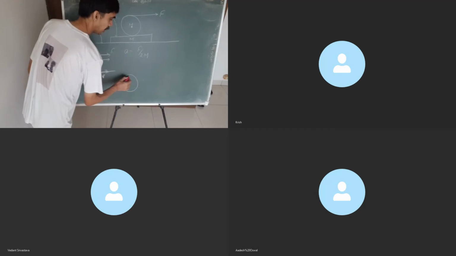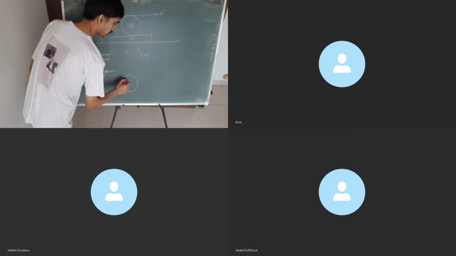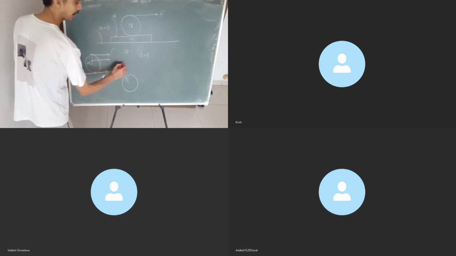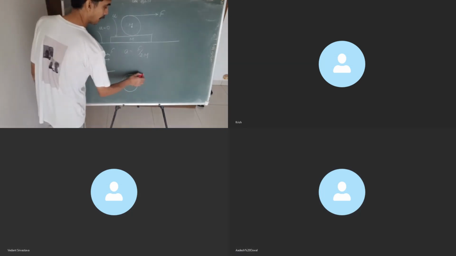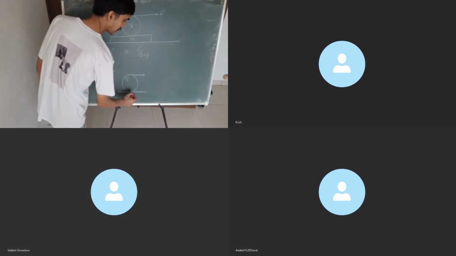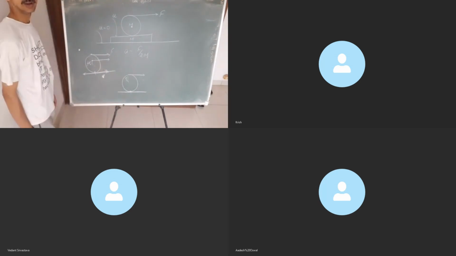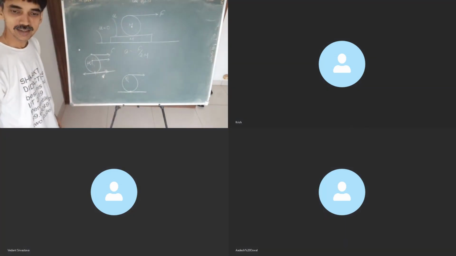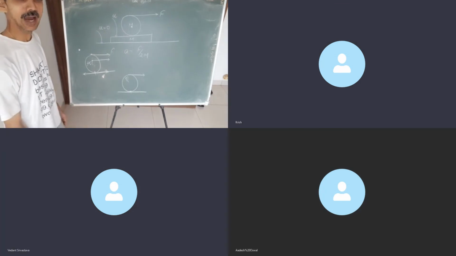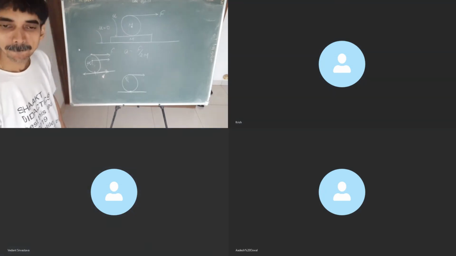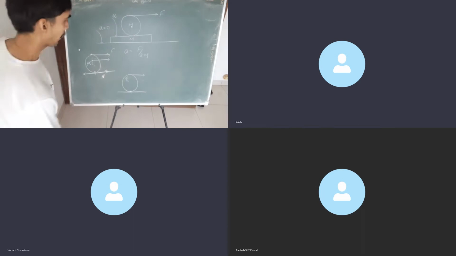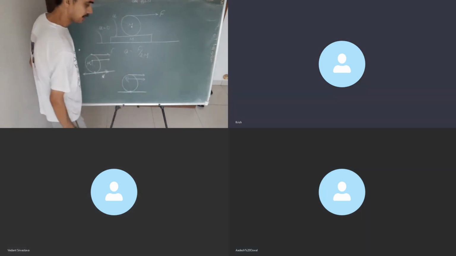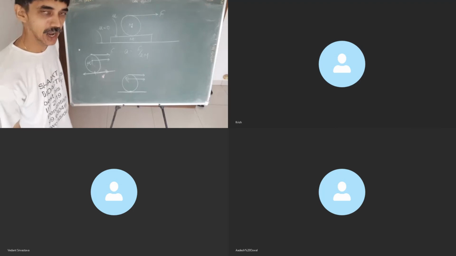In a ring, you apply here. For a ring, this should be R, correct? 2 by 5 R was for the sphere; for a ring MR is square, so this will be R. So when you apply over here, there will be no friction acting, correct? Below, if you apply, then there will be friction. Which direction?